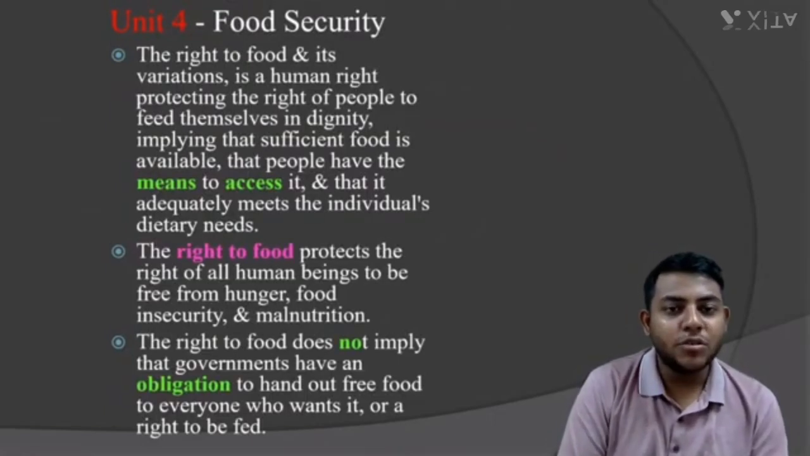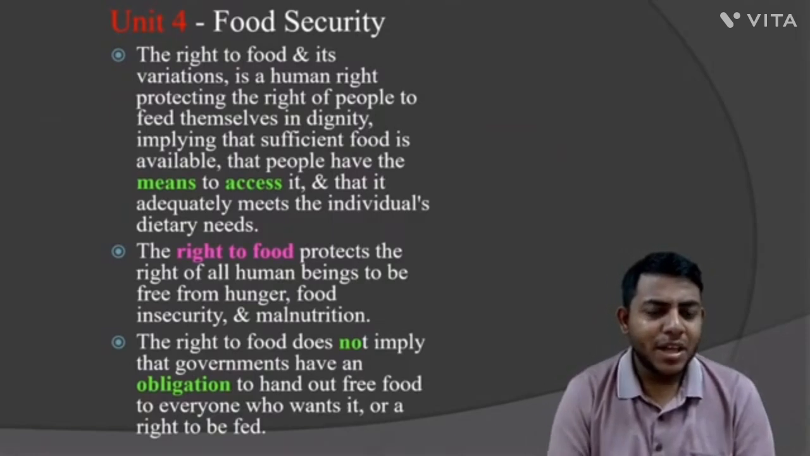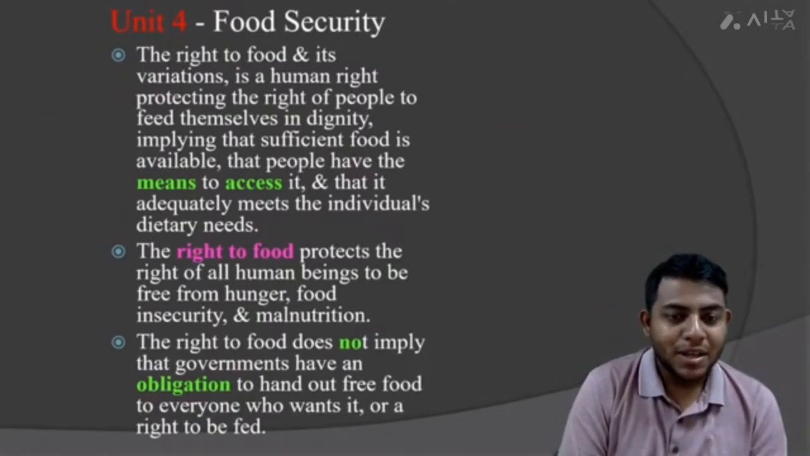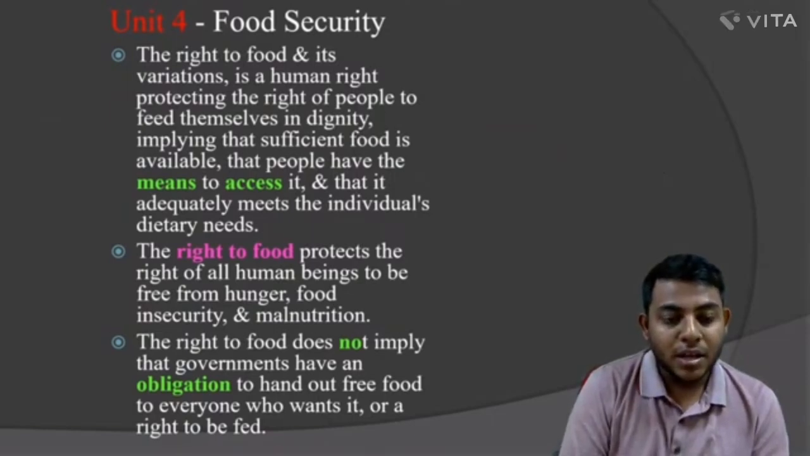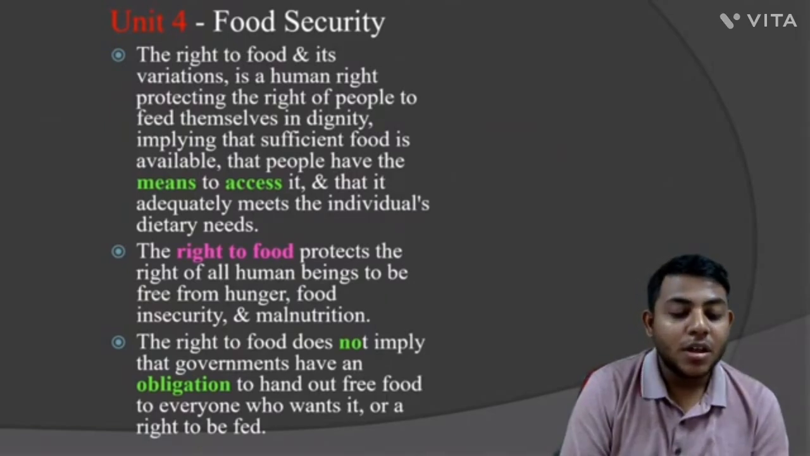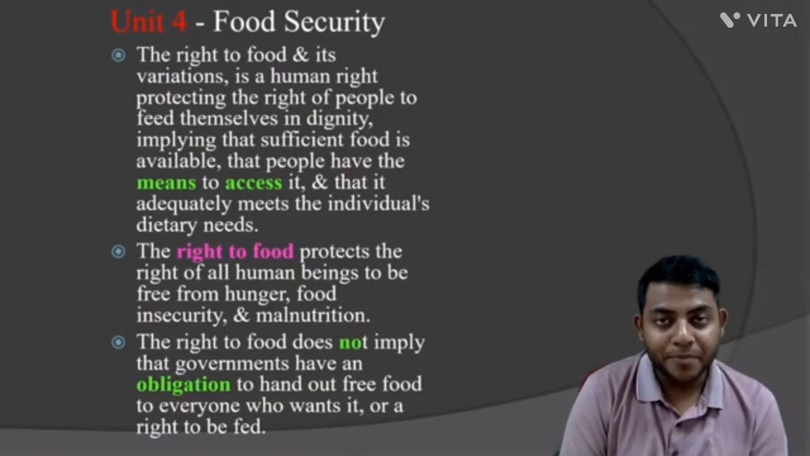We all know that the right to food is a human right, protecting the right of the people to feed themselves in dignity, implying that sufficient food is available, that people have the means to access food, and that it adequately meets the individual's dietary needs as well. The right to food protects the right of all human beings to be free from hunger, food insecurity, and malnutrition. It does not imply that governments have an obligation to hand out free food to everyone who wants it, or a right to be fed.